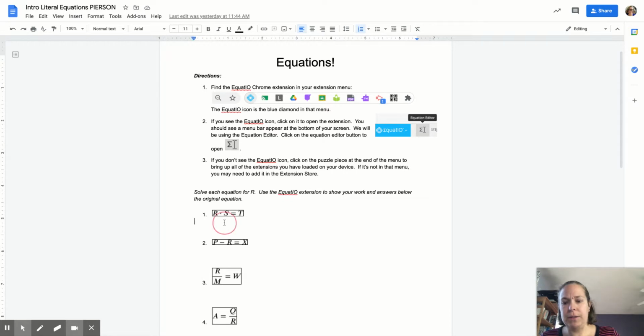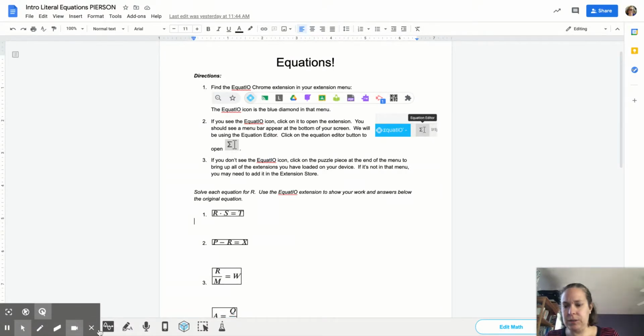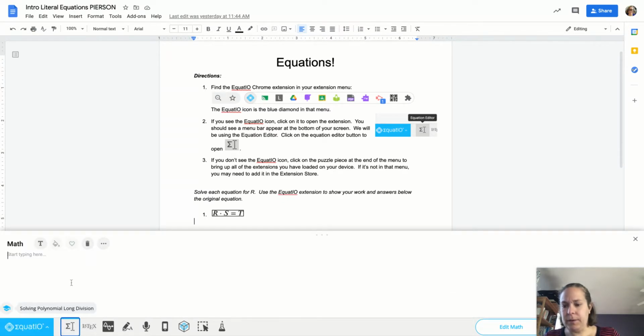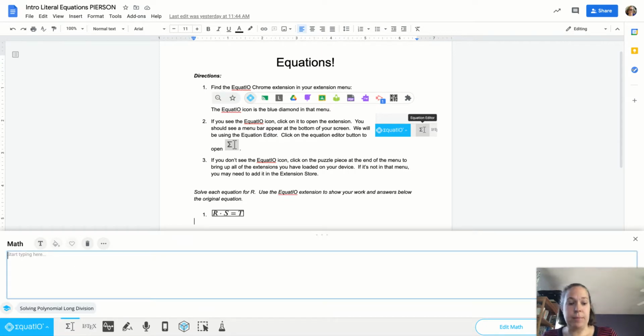So I'm going to go right here, and I'm going to open up my EquatIO extension. It will load a menu bar down here, and I need to use the equation editor, which is this little sigma button right here, and that brings up this box. Okay, so I'm going to start typing.